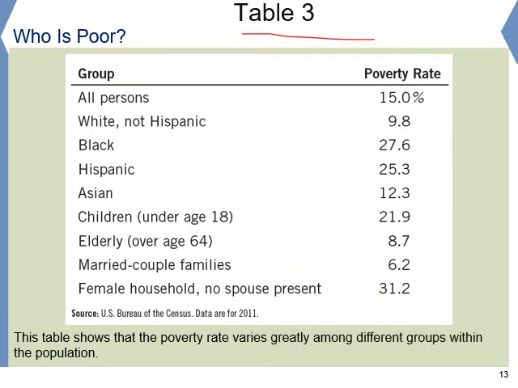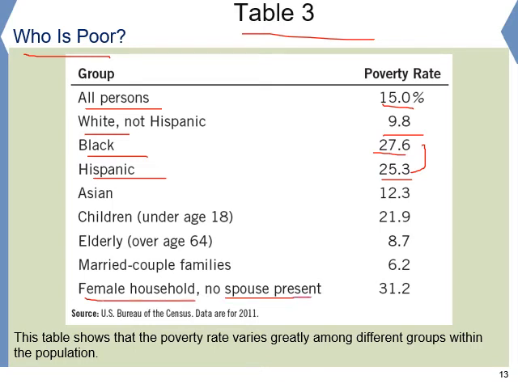Table 3 displays who is poor in the US. For all persons, the poverty rate in the US is 15%. For white people, it's only about 9.8%. For Black people, it's 27.6%, and Hispanic, 25.3%. These two are the highest. Besides that, female households with no spouse present, single moms raising kids, have 31.2%, which is the highest.